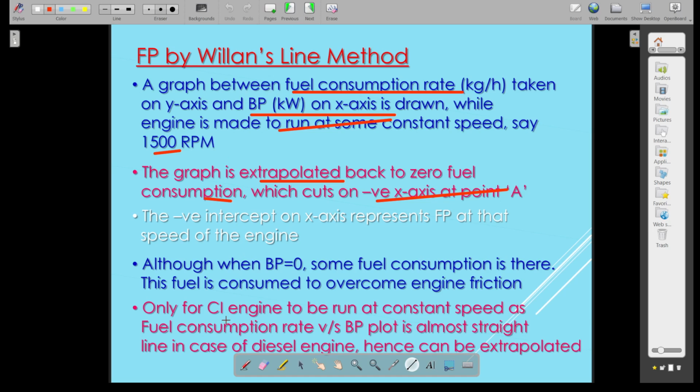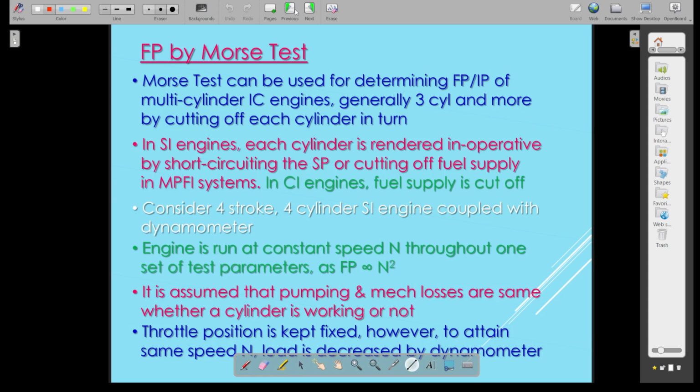This is generally used for the CI engine, not for the petrol engines. This again has to be measured. Then there is another method from which the frictional power is measured.